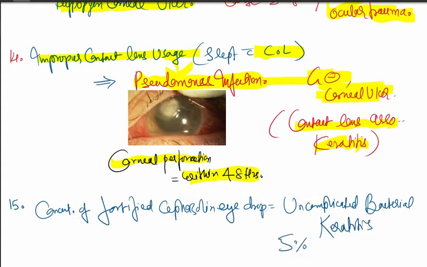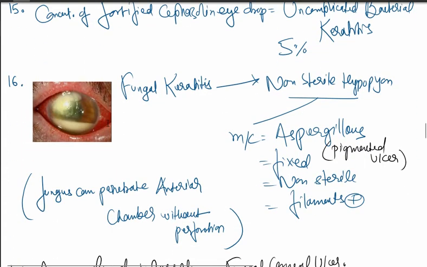Okay, next one. Concentration of fortified cefazolin eye drop in case of uncomplicated keratitis is 5%. So 5% is still very high. So cefazolin eye drop in case of uncomplicated bacterial keratitis is 5%.